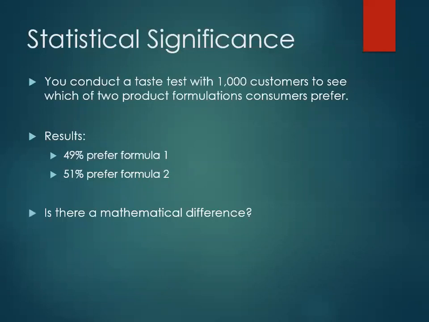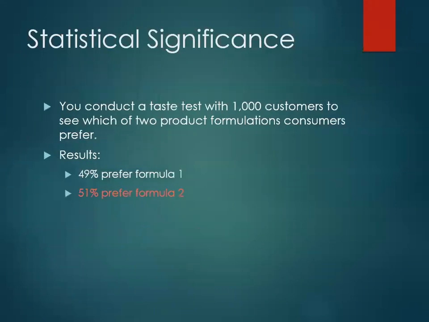So first question, is there a mathematical difference? Yes, there is. 49 is not the same number as 51. So there is some evidence of a difference between these numbers. The second question is, is there a statistical difference? Are these statistically significantly different, meaning the difference in preference for these two formulas is so large that it is unlikely to be due just to chance and sampling error?